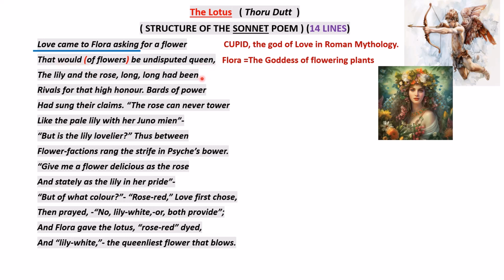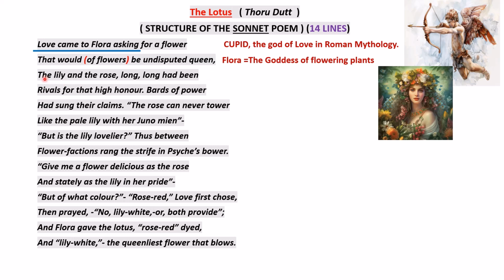And one more characteristic feature of a sonnet: every ending of the line connects with the next line, students. So you have to join the ending and the beginning of the next line. Then only it makes sense. Here, asking for a flower that would of flowers be undisputed queen. So he wanted a flower which occupies the highest position, a queen's position.